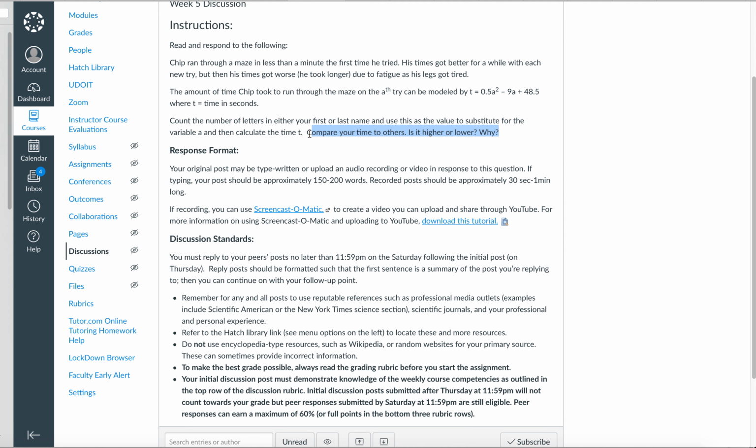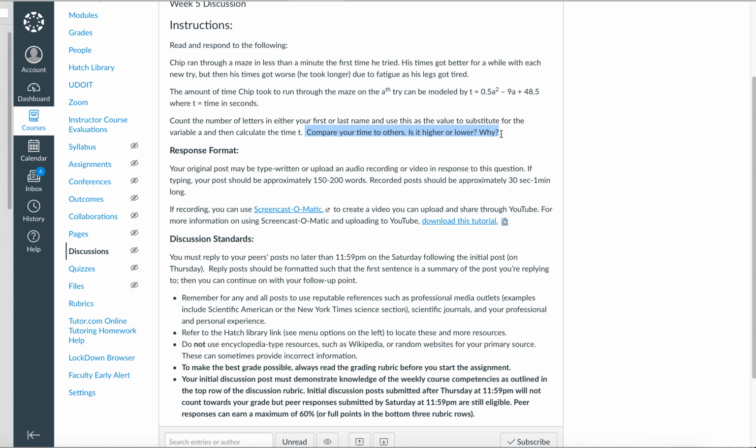Then in my replies to my classmates, I'm going to look at how my number compares to theirs. What's interesting is that somebody with 6 letters may have the same time as my number of 12. So you're going to see an interesting pattern because of that parabolic shape, where sometimes fewer letters has a better time and sometimes more letters has a better time. And when you're responding to your peers, that's when you're really answering this piece of the question.